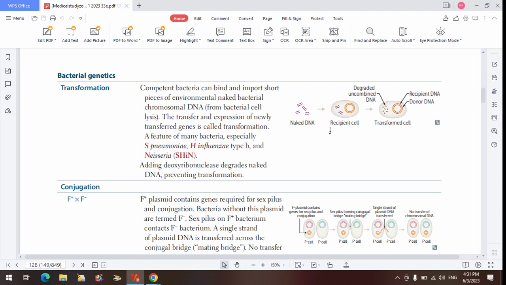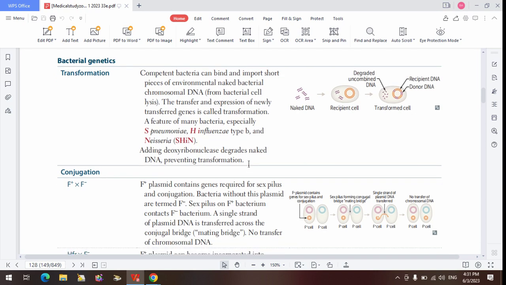The typical organisms that have the ability to perform transformation include strep pneumo, H. influenzae type B, as well as Neisseria. Those are the organisms that are notorious for doing transformation. If you add deoxyribonuclease to that kind of cell, it can degrade the naked DNA, preventing transformation.